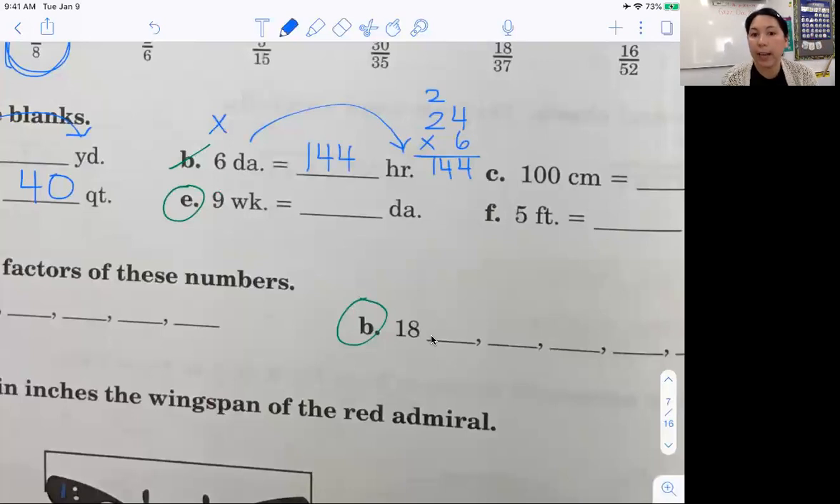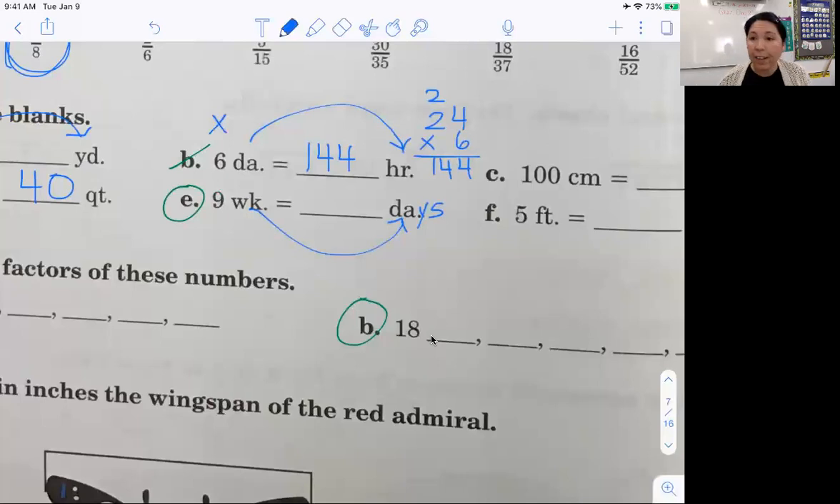Okay, now you're gonna do letter E. Let's look at it. 9 weeks is how many days? So you're changing weeks to days. DA stands for days. Weeks to days. So figure out what you're doing, multiplying or dividing.